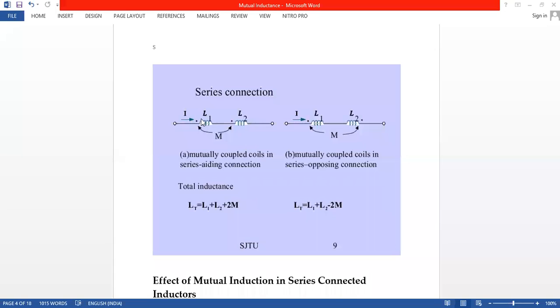Current I is entering for L1. And for L2, is it entering or leaving? For L2 it is entering. So entering, what is our formula? Entering is positive. Therefore, we write L1 plus L2 plus 2M. Why are we writing 2M and not M? Because mutual induction is present for L1 and L2, so two times you have to write 2M. Is it clear now?